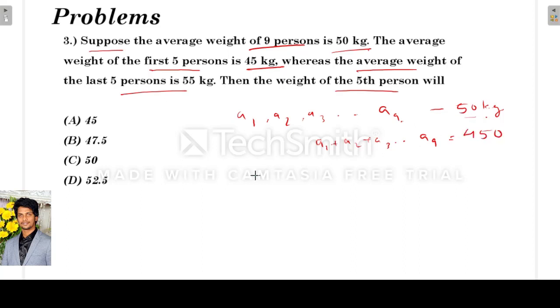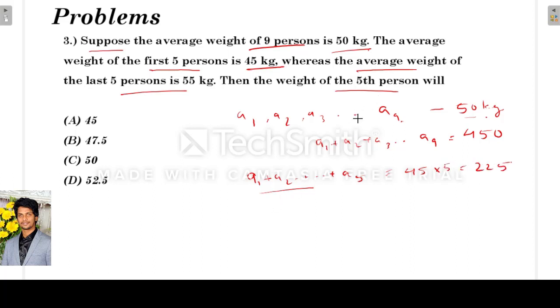Again they are telling the average weight of the first 5 persons. So A1 till A5 is 45, and this is the sum. So 45 into 5, which will be 225.